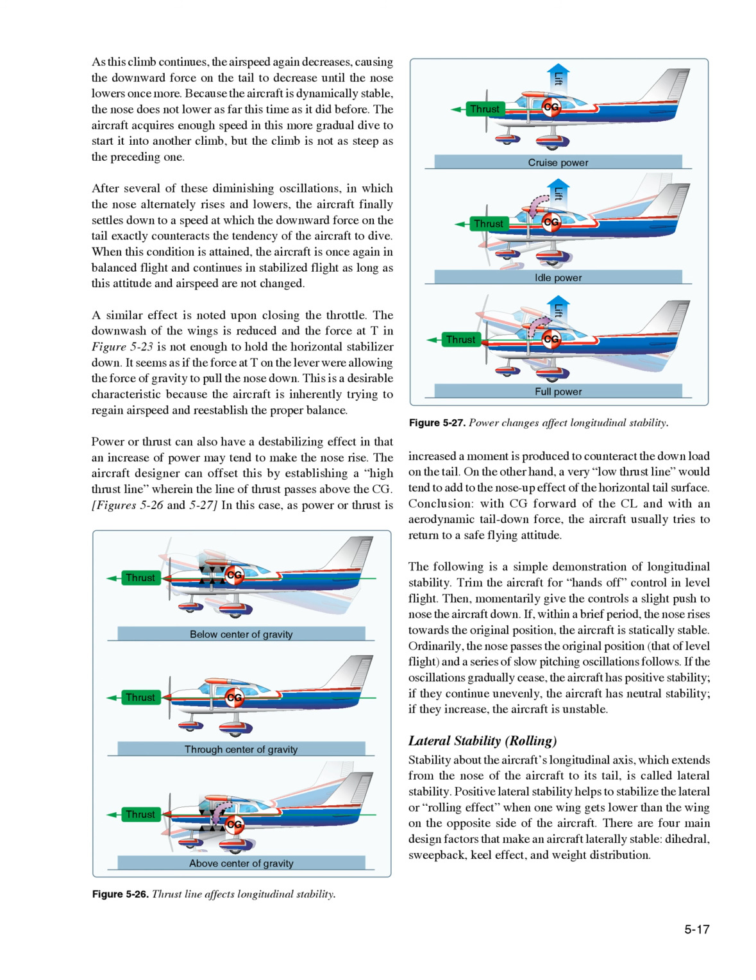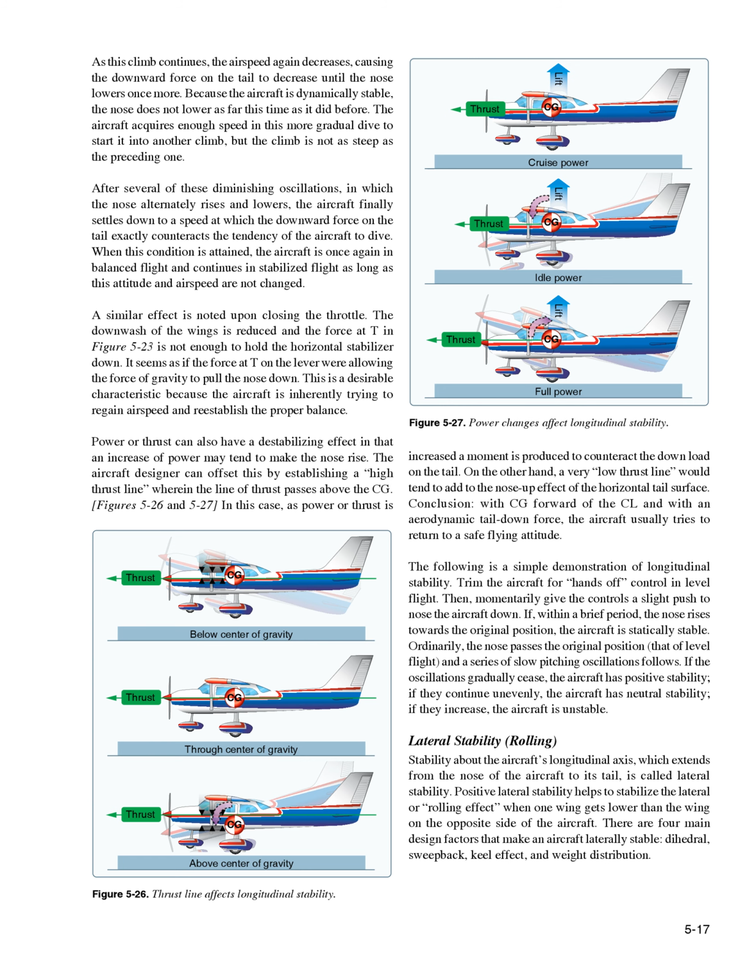Power or thrust can also have a destabilizing effect in that an increase of power may tend to make the nose rise. The aircraft designer can offset this by establishing a high thrust line wherein the line of thrust passes above the CG. Figures 5-26 and 5-27: in this case, as power or thrust is increased, a moment is produced to counteract the download on the tail. On the other hand, a very low thrust line would tend to add to the nose-up effect of the horizontal tail surface.